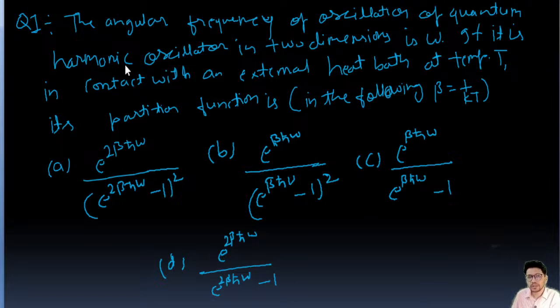So the question is, the angular frequency of oscillation of a quantum harmonic oscillator in 2 dimensions is omega. It is in contact with an external heat bath at temperature T, and you need to find its partition function, where beta equal to 1 upon kT, and these are the options which are given.